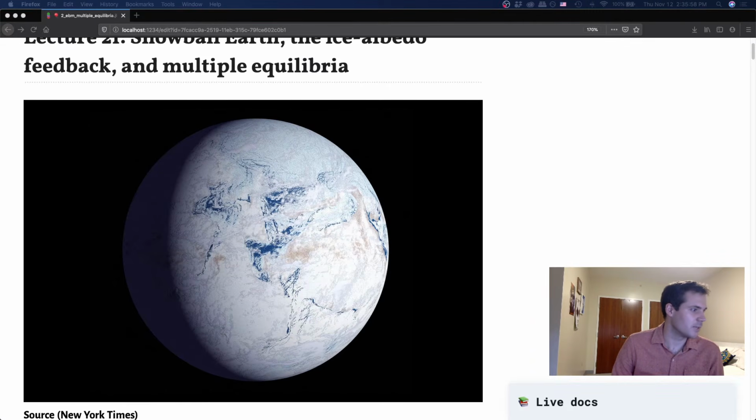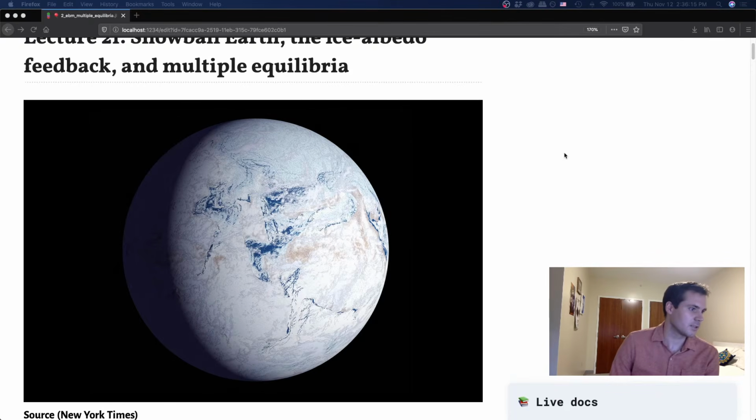It's probably not a planet you recognize, because the whole thing is covered in ice. This is obviously not a real picture because humans haven't experienced this, but we do think that this has actually happened at some point in Earth's distant past, millions and millions of years ago.